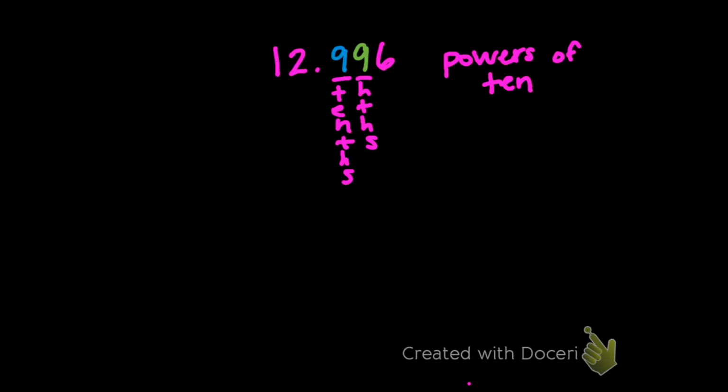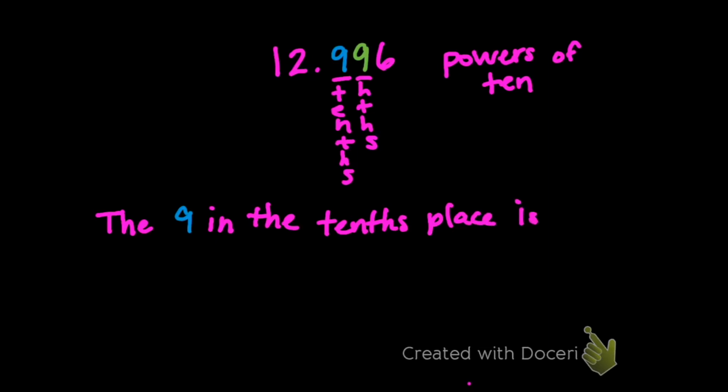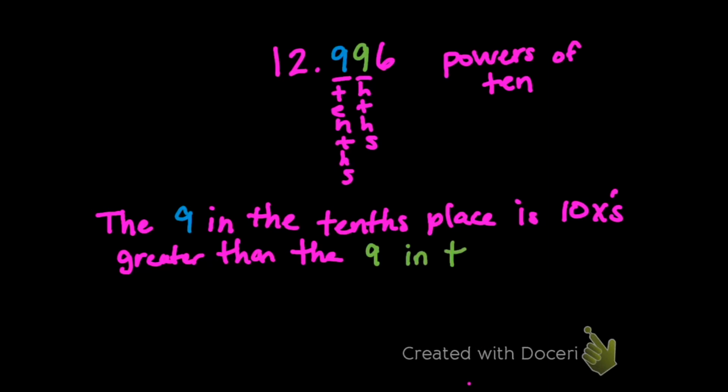So you're often going to use a statement that sounds like this. Change colors real quick. The 9 in the tenths place is 10 times greater than the 9 in the hundredths place. When you compare the tenths to the hundredths, it is 10 times greater. We want to make sure that this is understood, which can be a little bit tricky.